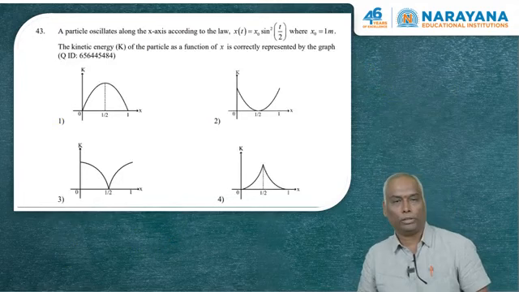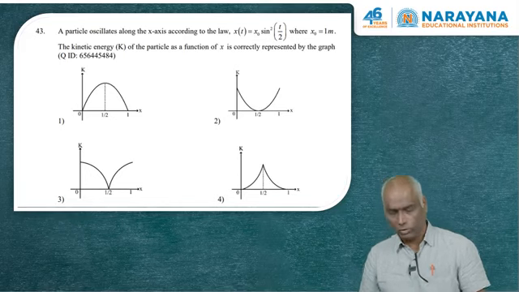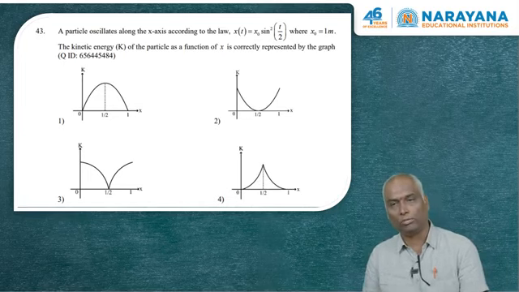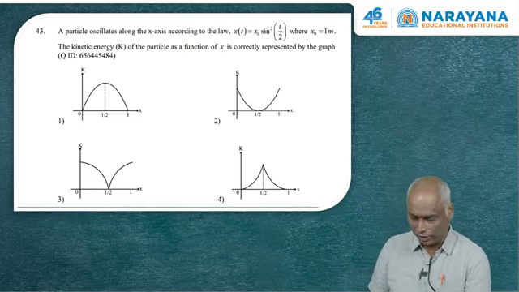Question number 43. A particle oscillates along the x-axis according to the law x as a function of time t equals x naught sine square t by 2, where x naught is equal to 1 meter. The kinetic energy K of the particle as a function of x is correctly represented by the graph. So x as a function of time is given, the value of x naught is given as 1. You are asked to find the related graph between kinetic energy and position x.